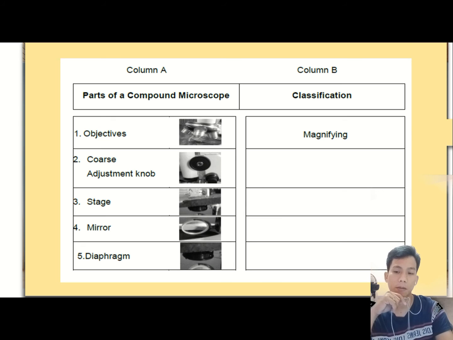So, example dyan is, we have here number 1, objectives. Ano ba ang objectives? Ito yung dinidiscuss ko kanina. It is your magnifying parts. Ganun lang ang gagawin. So, yung 1 natin is objective. Yung classification ng objective is magnifying parts.